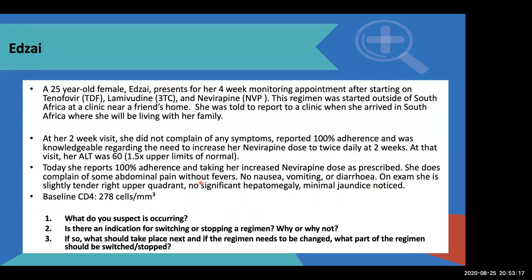And then her baseline CD4 count was 278 cells. So what do you think is happening? Is there an indication to switch or stop a regimen? If so, what are your next steps? My time for teaching ends here. Now it's your time. What do you think should happen, my dear sisters?